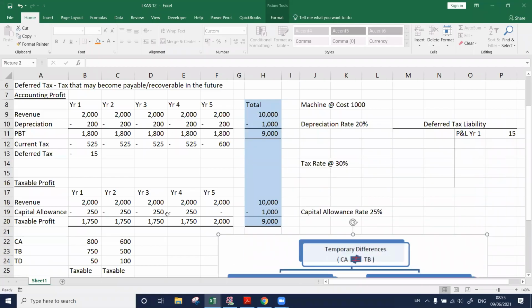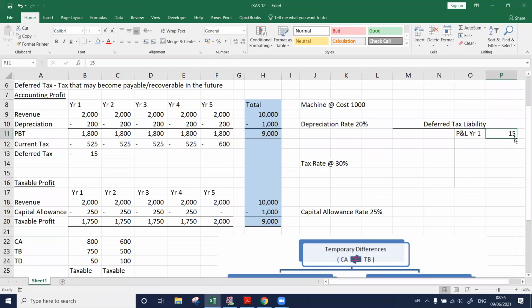It is the same story as provisions. Right? 100 into 30%, 30. So now already we have a balance worth of 15.